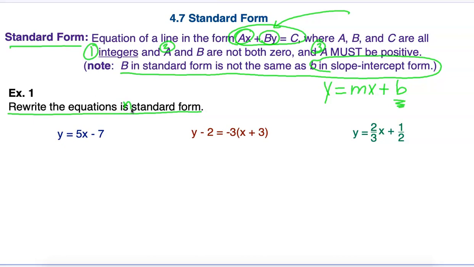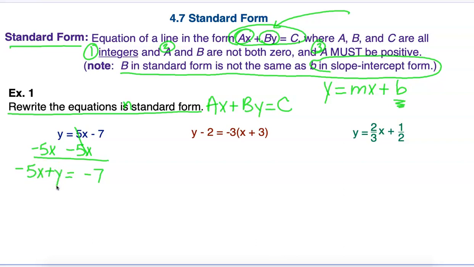Our first equation says y equals 5x minus 7. So our format needs to look like this. We need to have our x and y on the same side, so we're going to have to move our x in this equation. We're going to subtract 5x from both sides. We end up with negative 5x plus y equals negative 7.